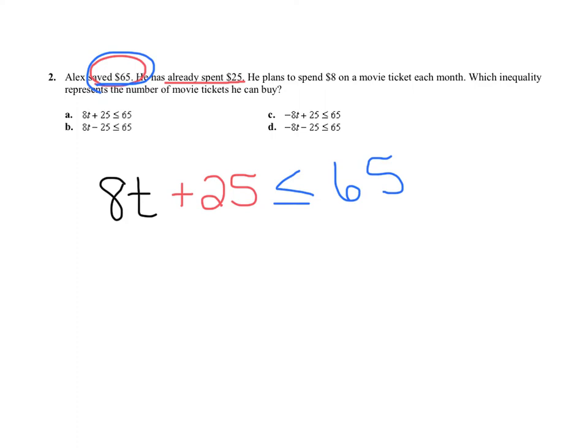So again, going over everything, 8 times t, the 8 is attached to the t representing tickets, because every time he buys another movie ticket, he spends another $8. And then we're adding to that the $25 that he already spent. So that would have been my y-intercept. At 0 movie tickets, he already spent $25. And then it says write an inequality, which means we need to use an inequality sign. And since he only has $65 to spend, it's got to be the less than sign because we can't go over 65. And we make it less than or equal to because he can spend $65. So the answer for this one was A.